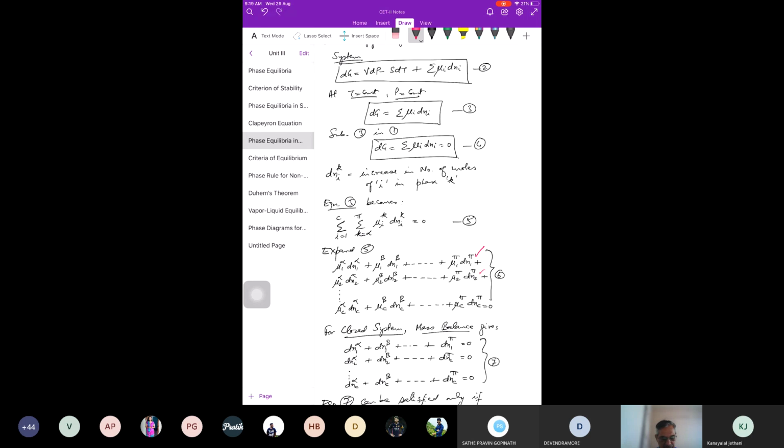Similarly, we can write for components 3, 4, 5, 6 till C, and we'll get mu subscript C for alpha phase, dn subscript C for alpha phase, plus mu subscript C for beta phase, dn subscript C for beta phase, up to mu subscript C for pi phase and dn subscript C for pi phase. So this is for component C. So all components and all phases are included now, and this summation has to be equal to 0 because that is what is equation 5 or equation 4.